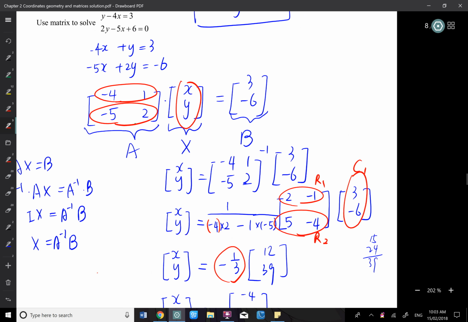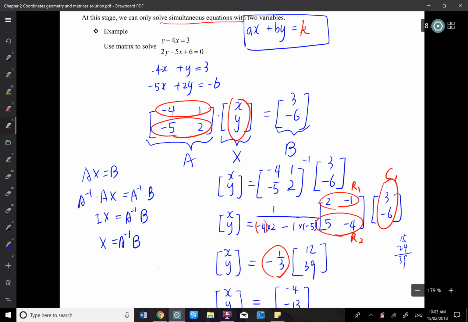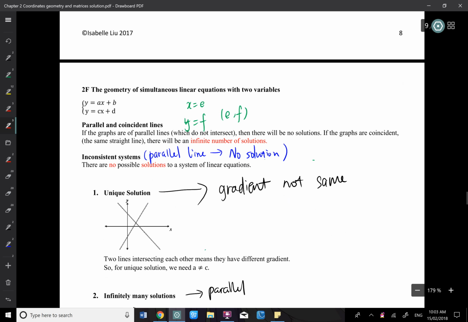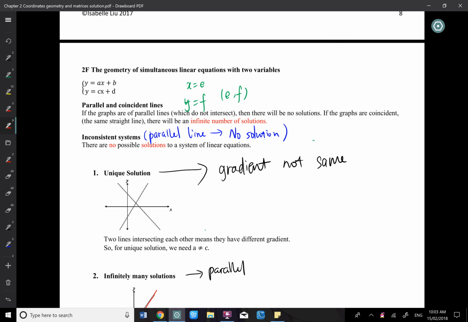So we will use that idea to solve the next topic, which is called the geometry of simultaneous linear equations with two variables. Okay.